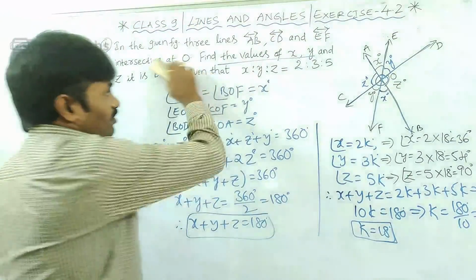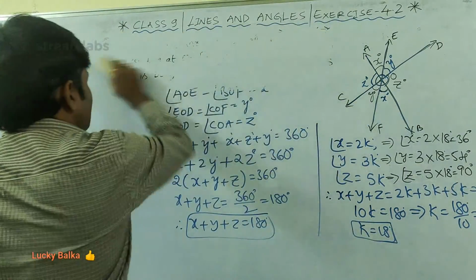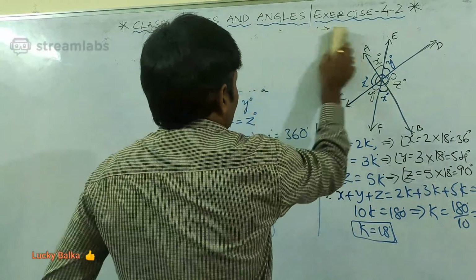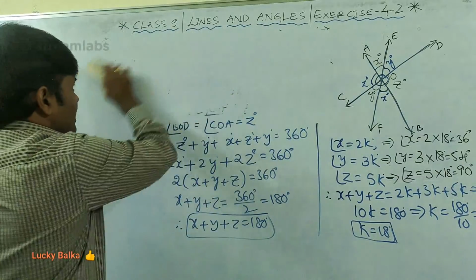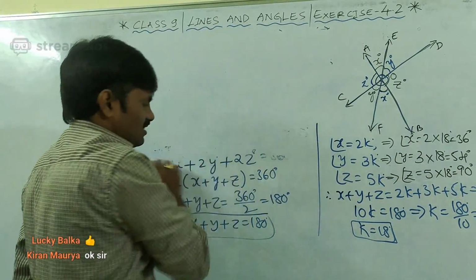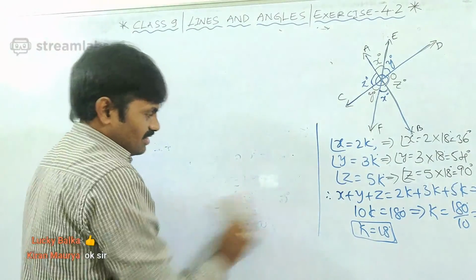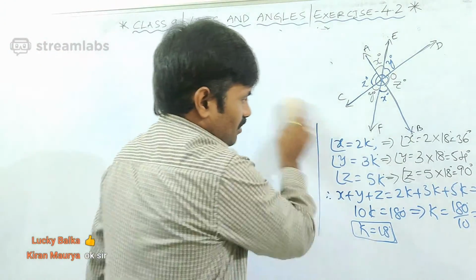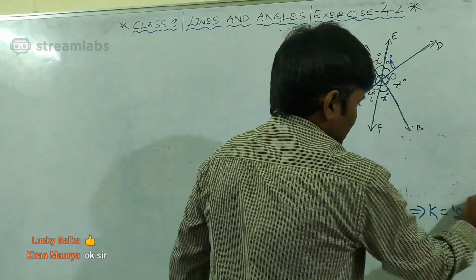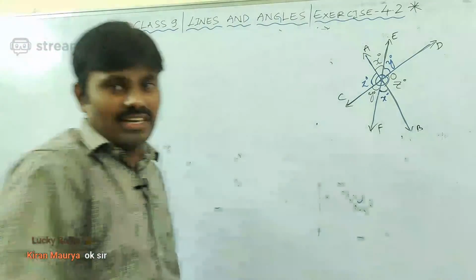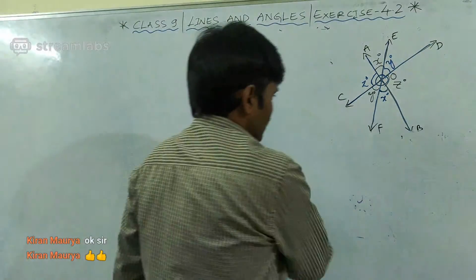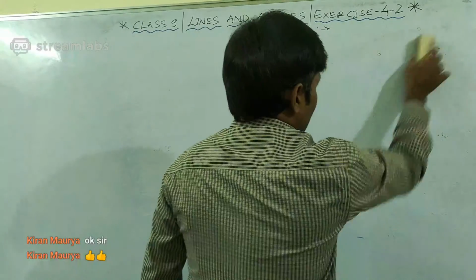Okay, right. Now I'm going to start the second problem. Very easy, and we can revise all concepts by solving this question. The second question covers reflex angle, complete angle, vertically opposite angle, and everything, by solving the second problem.